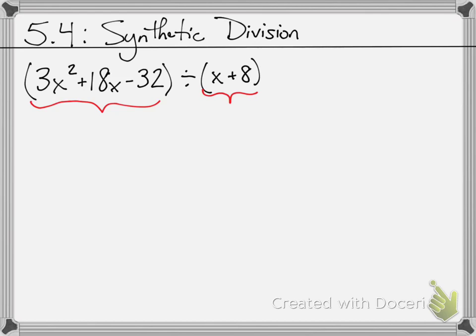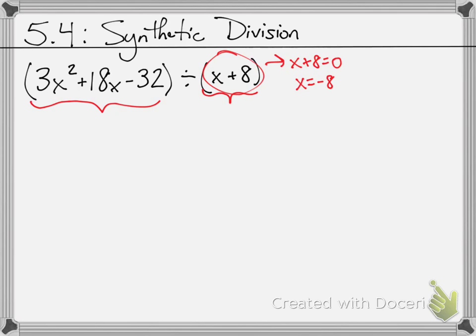Now, the way that we're going to set this up is we need to do two things. First thing here is we need to take a look at the divisor. What we need to do is figure out what the 0 would be of the divisor. So when we talk about that, all we're doing here is setting it equal to 0. In this case, x would be negative 8. Because if something is a 0, it means we can plug it in. It's going to work out beautifully within our problem.